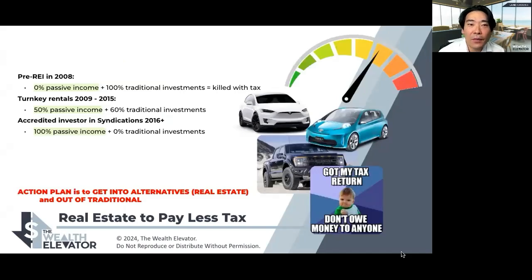So, going into my story: before I got into real estate, when I was just a working Joe, I had no passive income, and 100% of my income was coming from traditional investments and ordinary income. I was getting killed with tax doing this. Fast forward a few years, when I was starting to buy rental properties from 2009 to 2015, I did turnkey rentals as I was a non-accredited investor back then. Maybe half of my income, or a fraction of it, was becoming passive income.